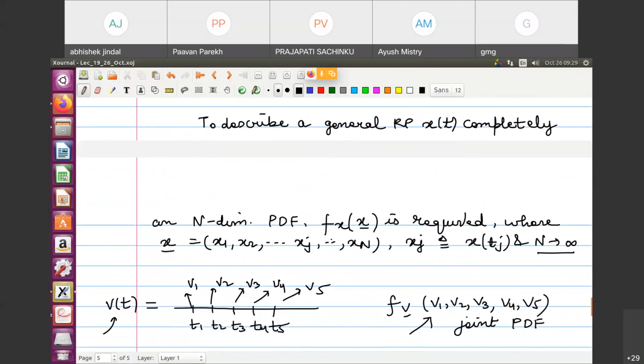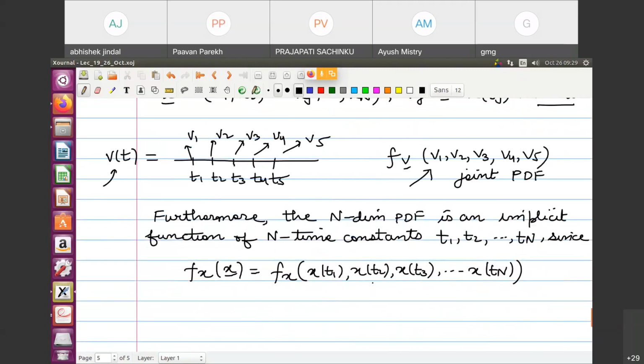With respect to this definition, we have not yet said that t is continuous. If t is continuous, then how do you really define this joint PDF? We are assuming that even if the time is continuous, we are taking n values and we are tending n to infinity. But even if we do that, we do not exploit this t axis fully. We have a lot of points in between. Hence, this becomes a function of the points we are taking: t1, t2, t3, up to tn.